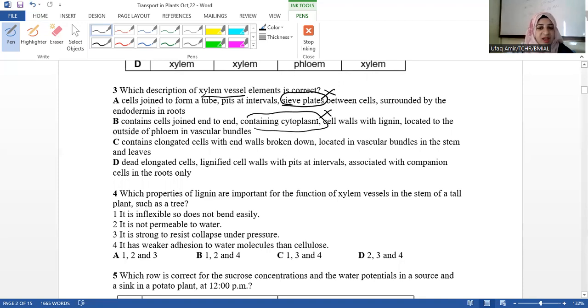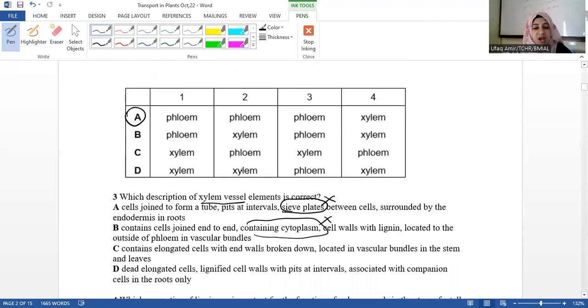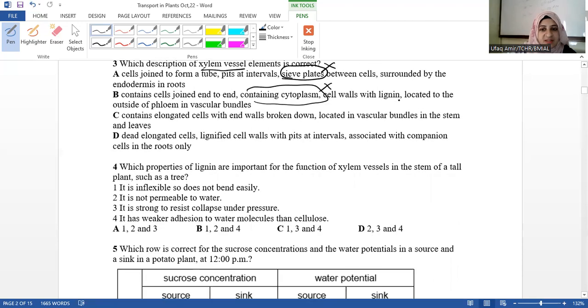They have lignified cell walls only. They are all hollow from inside, with no cytoplasm, no sieve plates, and no end walls. Elongated cells with end walls broken down: as I've just said, there are no end walls, so they are broken down. They are located in vascular bundles in the stem and leaves, and in the roots there is star-shaped xylem. In the stem and leaf, they are in the form of vascular bundles. So that is the correct option. There is no mistake in it. This is all a correct description of xylem vessel elements.